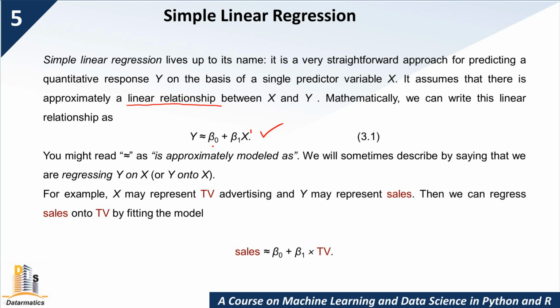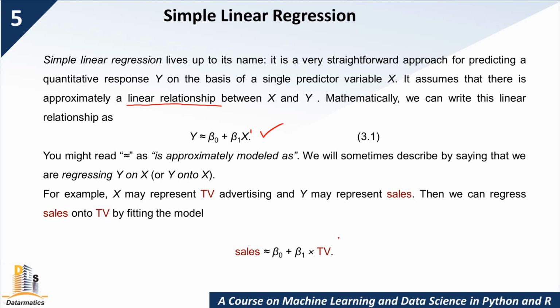It's an approximation. We are hoping that it's close to the true value of the relationship between the two variables in question, the independent variable or the predictor variable and the response variable, which is also the dependent variable. We'll sometimes describe this by saying that we are regressing y on x. So in factor analysis, you always see something like regress y on x or regress this variable on this variable.